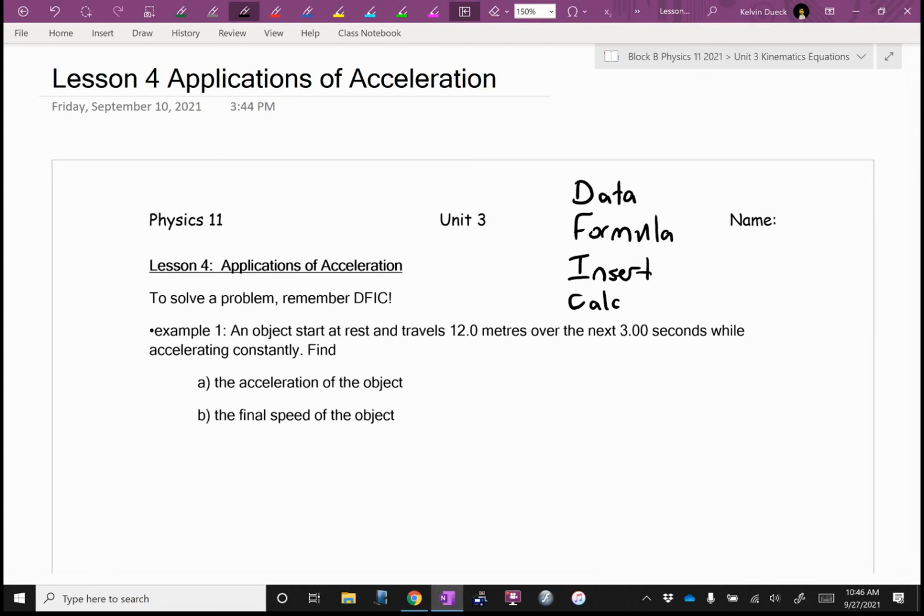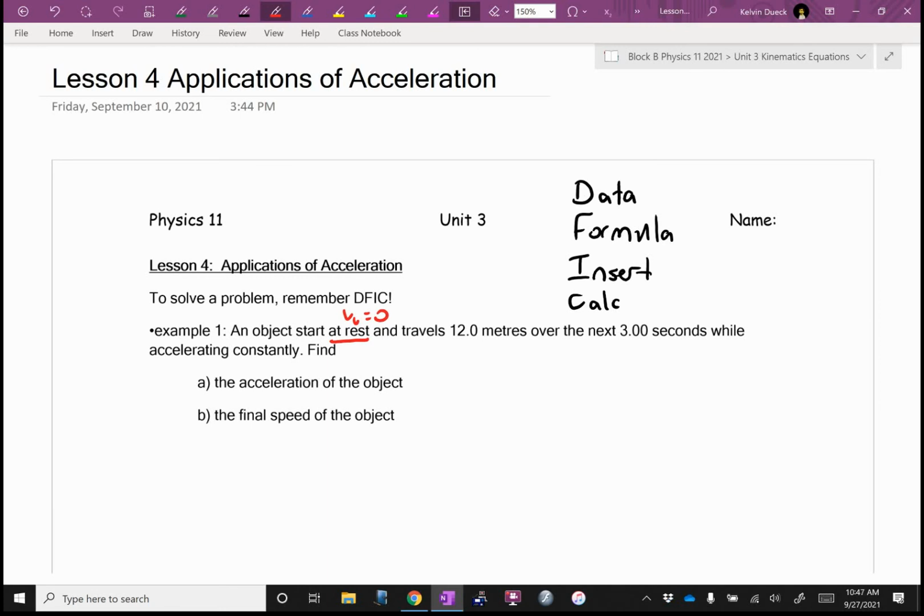It says an object starts at rest. I would underline the phrase "at rest." What does that tell me? VI is 0. Or if you want to be lazy but organized, you could write above there in really small writing, "VI is 0." Or if you can remember that till we list our actual data, I'm fine with that as well. And it travels 12 meters over the next 3 seconds while accelerating constantly.